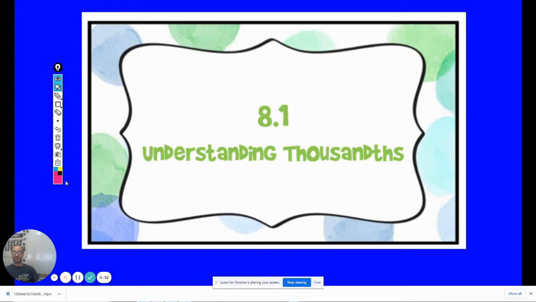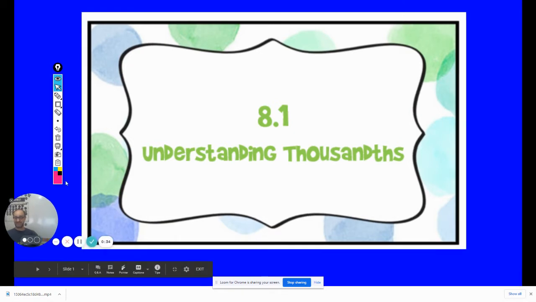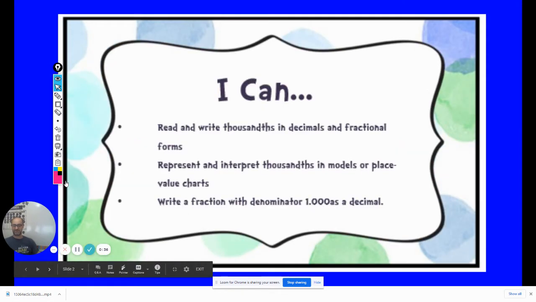Anyway, Chapter 8, Lesson 1, Understanding Thousandths. Let's understand them already. Sound good? All right. Now, not me, I already know how to do this. This is your job to say that you can, but you would say I can't because you're speaking in the first person. I can read and write thousandths in decimal and fractional forms. Yep. I can represent and interpret thousandths in models or place value charts. Yep.